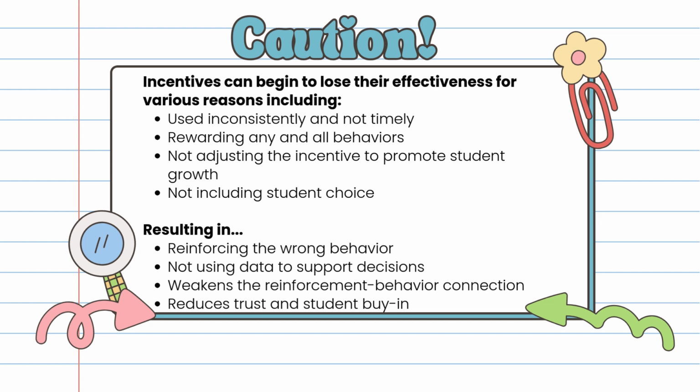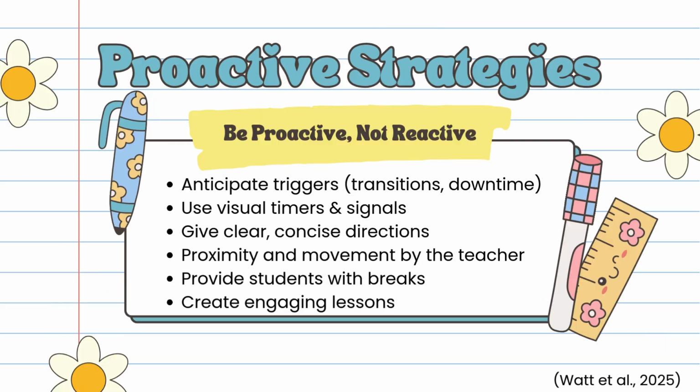Positive reinforcements are a great tool, but you must use caution. Incentives can begin to lose their effectiveness for various reasons, including using them inconsistently and not timely, rewarding all and any behaviors, not adjusting the incentive to promote student growth, and not including student choice. This will result in reinforcing the wrong behaviors and not using data to support decisions. It weakens the reinforcement behavior connection and also reduces the trust and student buy in.